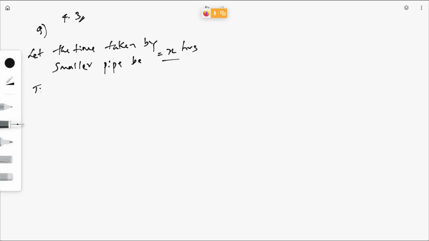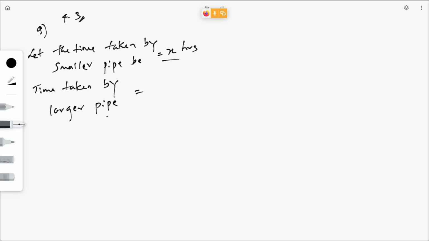Then what is the time taken by the larger pipe? Read the question. It can't be x plus 10. The larger pipe will take less time, so we have to subtract: x minus 10.